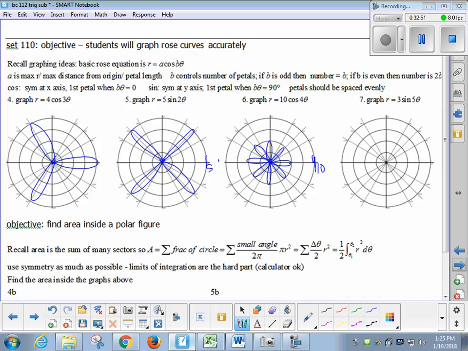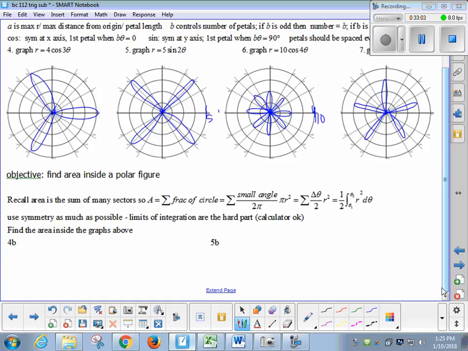3 sine 5 theta. We talked about that yesterday. Yeah. Okay. 1 at 18 and so on. Okay. Did we talk a little bit about the areas and using symmetry and how to do this? Okay, so just checking your answers then.